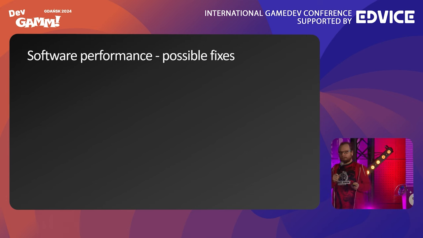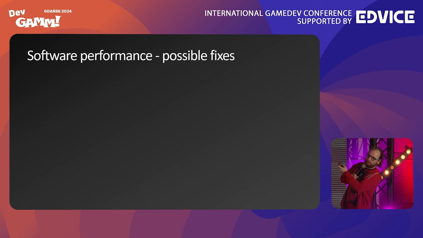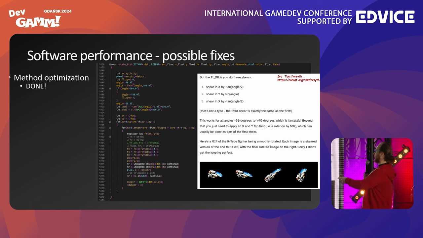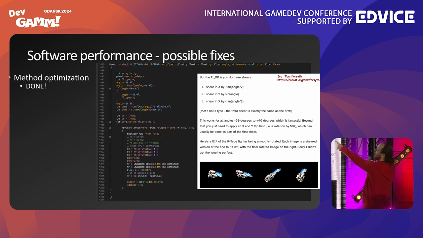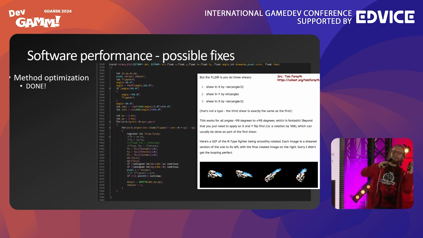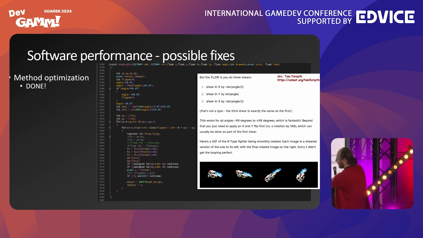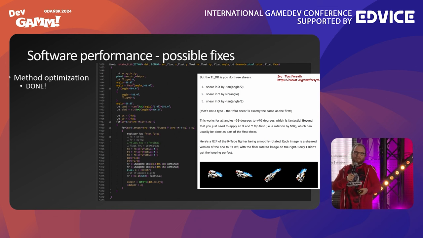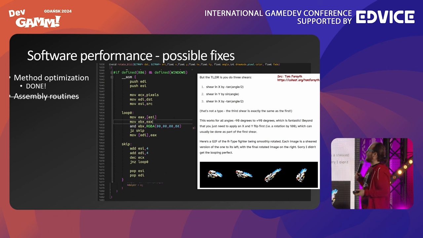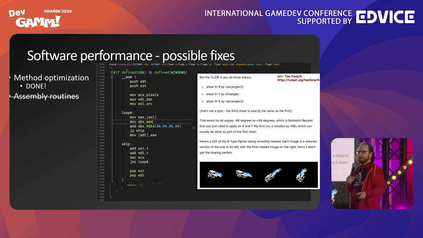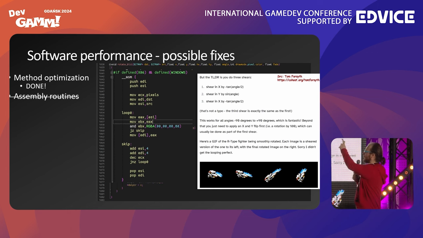So, possible fixes for the non-problems that we had. First, method optimization. I already did that. For example, instead of rotating, you use three shears. Shearing is doing this kind of thing with a rectangle. So you do one shear, two shears, and three shears, and you have a rotated sprite. I implemented that. It's faster and more pixel perfect. Assembly routines are a bad idea because you do want portability. This is what this is about. So I tried it. It's not faster.